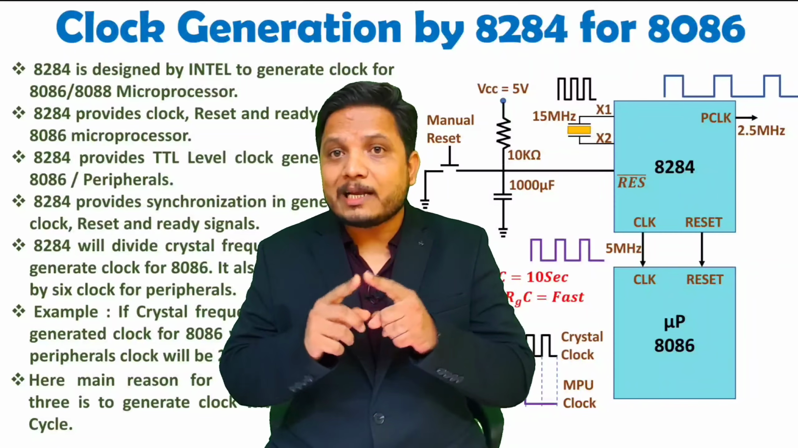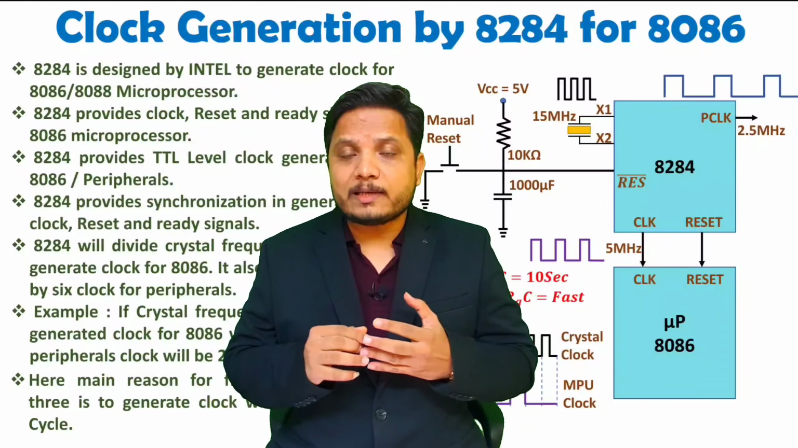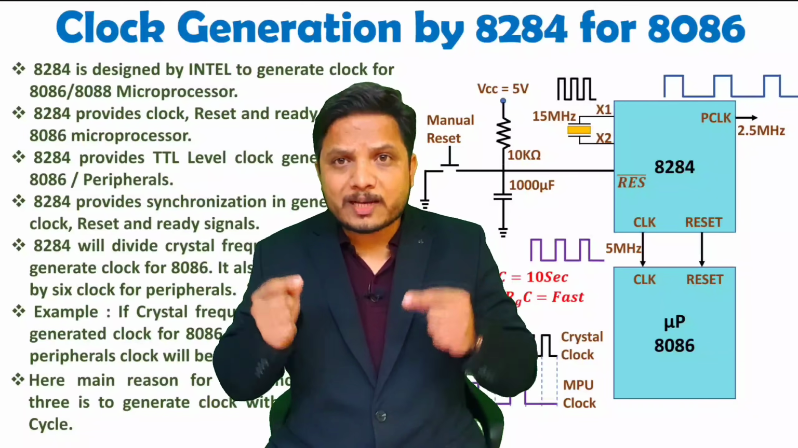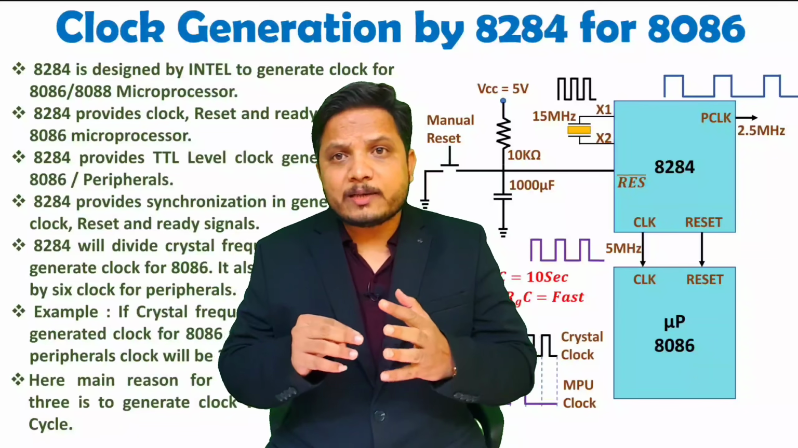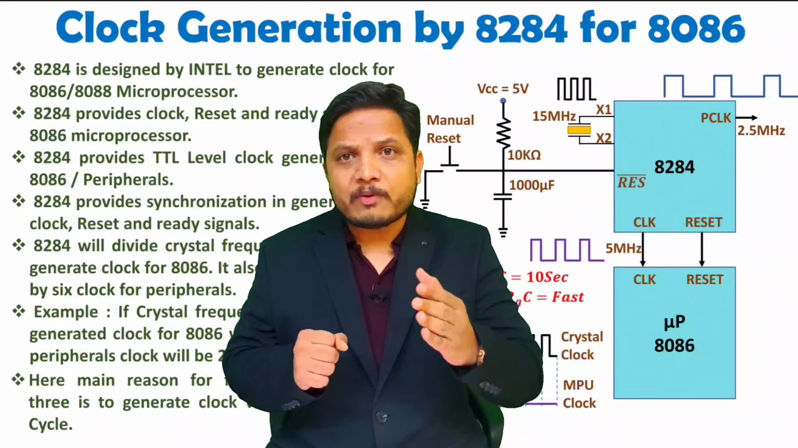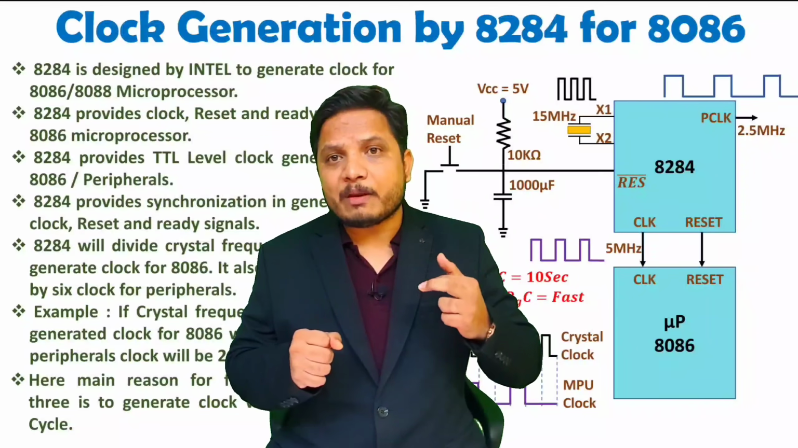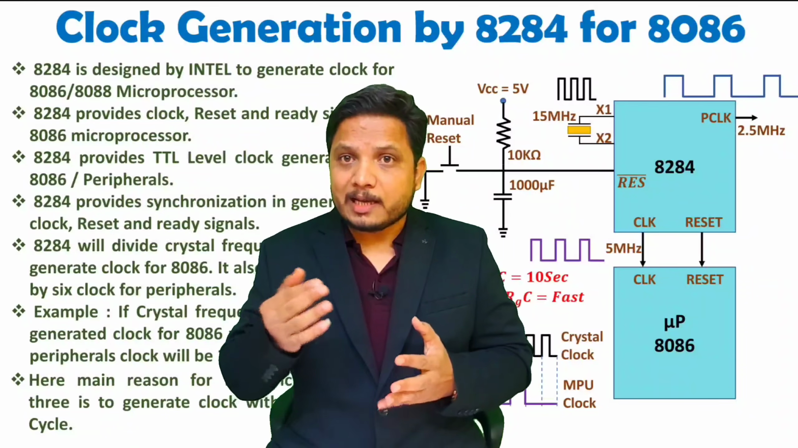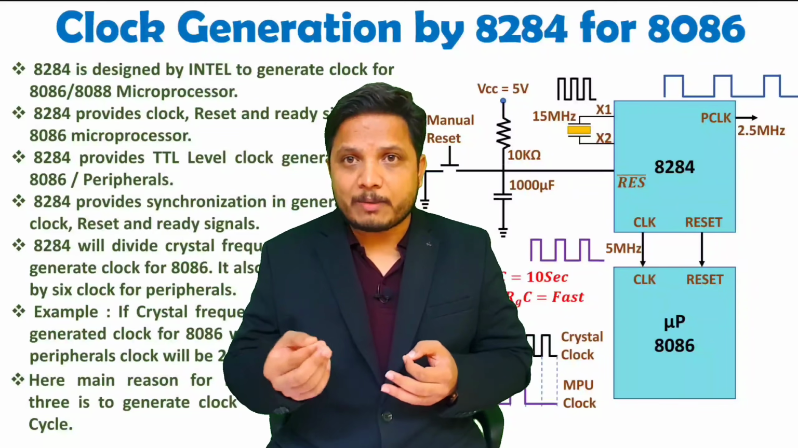One more signal, that is the ready signal, we generate by using the 8284 IC. But my dear students, for other peripherals we should use the ready signal. Usually when I interface 8086, I don't prefer to use the ready signal from the 8284 IC, rather I prefer to use the ready signal with other peripherals. The reason is, with the ready signal there are some functions that you can optimize.